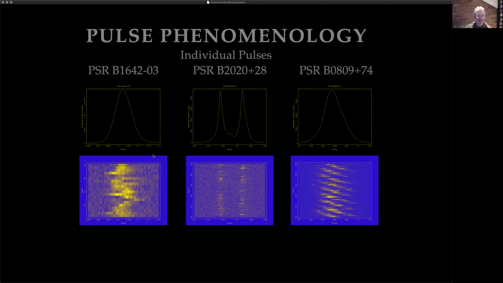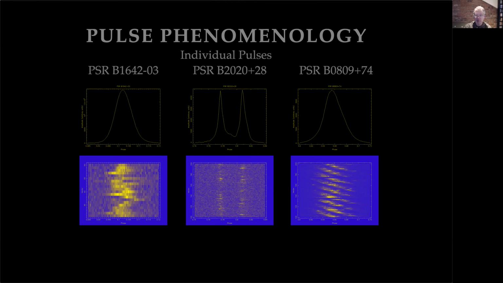By comparison, you can see that this 2020+28 is showing very strong pulse-to-pulse modulation. You can see sometimes the pulse is very, very bright, but you can also see that it's not equally bright on both of the components at the same time.